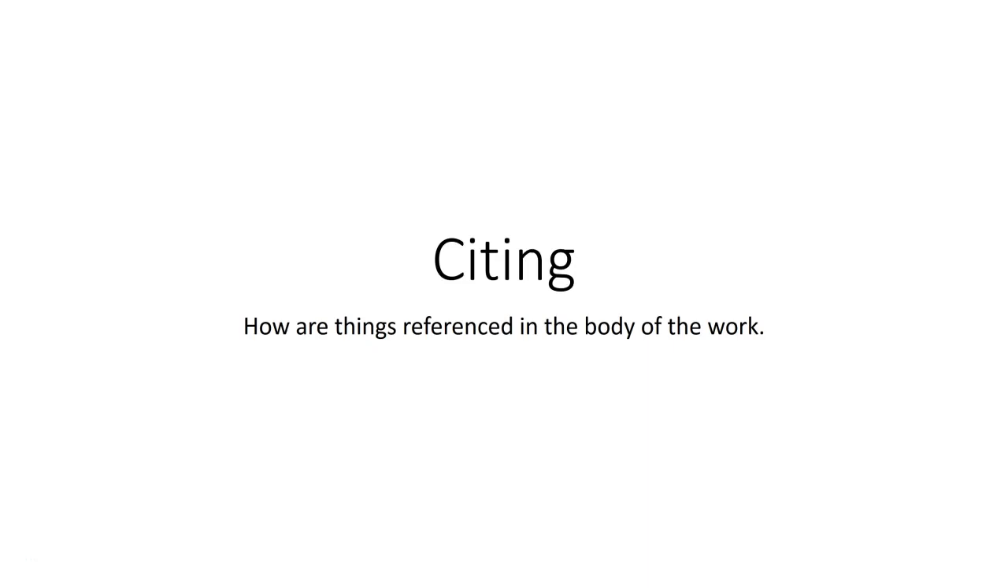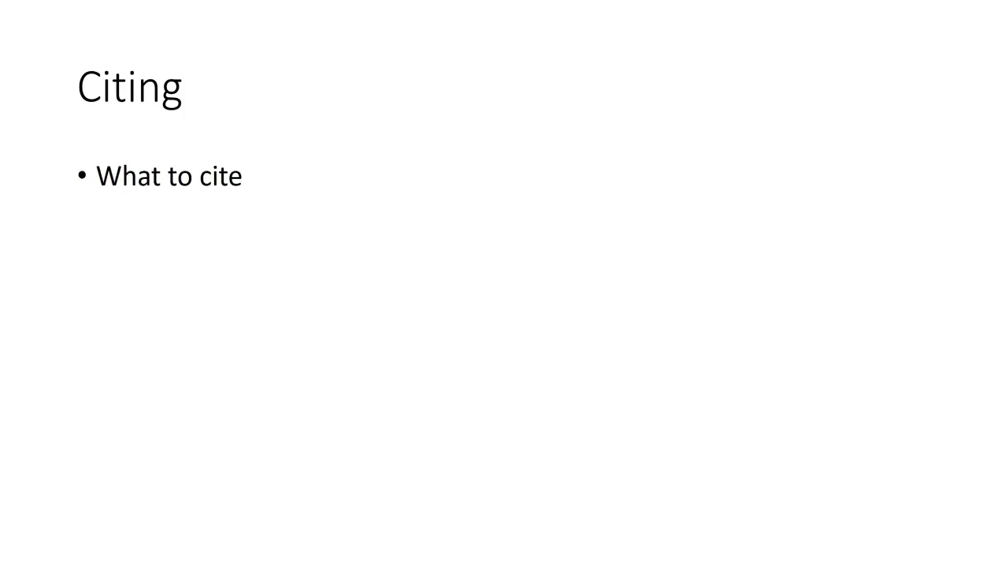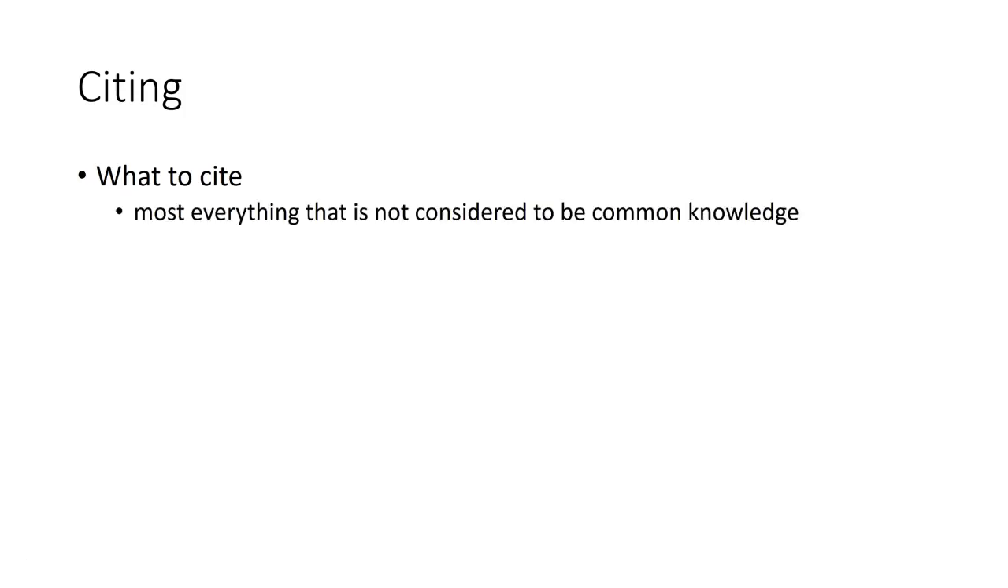Citing. This is how things are referenced in the body of the work. And there's basically 3 ways to be able to reference things in the body of the work. First way we do it is, what do you cite? Common answer to that is most everything that is not considered to be common knowledge. What is common knowledge? That's a question.